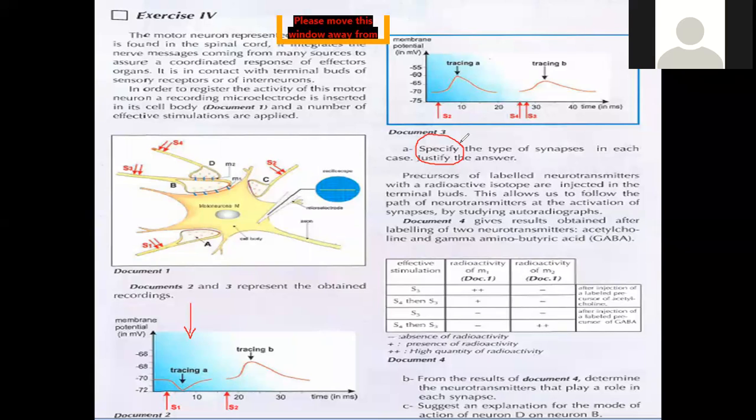Yes. Hyperpolarization is when the membrane potential becomes more negative, and if we don't know what hyperpolarization is, this is a big problem.